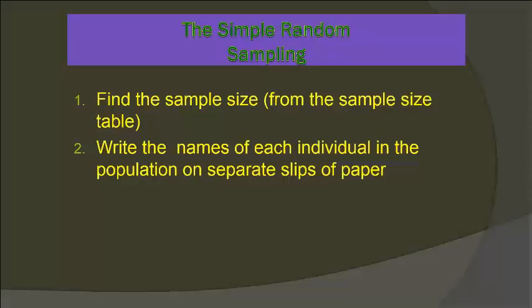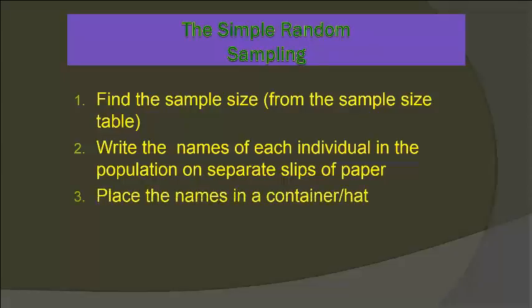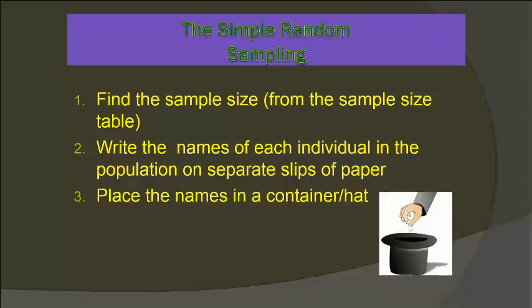Next is to write the names of each individual in the population on separate slips of paper. This is a rather tedious job if the population size is large, but that's exactly the reason why we do this procedure for situations where the population size is manageable. The third step is to place the names in a container or hat. Yes, that's exactly what we are going to try out here.